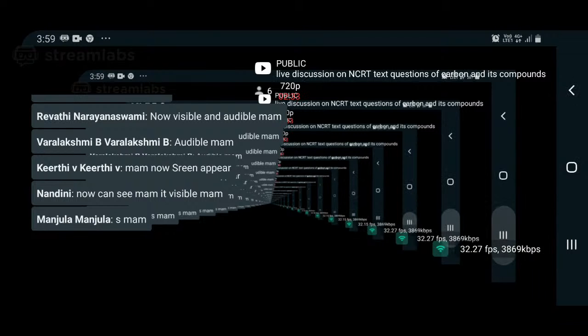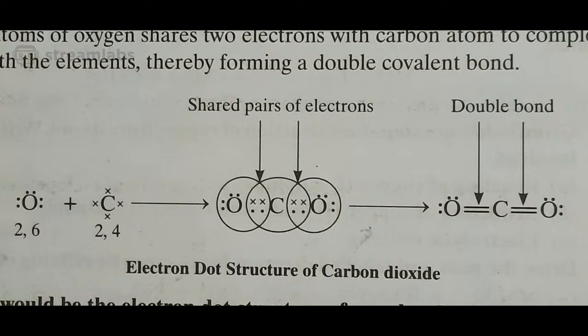Before writing any dot structure, we are supposed to know the atomic number. Now look at oxygen. K shell has 2 electrons, L shell has 6 electrons. So the outermost orbit has 6 electrons in oxygen. And in carbon, 2, 4. The outermost orbit has 4 valence electrons. Oxygen has 6, carbon has 4. Now, carbon requires 4 electrons to attain octet structure. Oxygen requires 2 electrons to reach octet structure. Now, look at the center diagram.